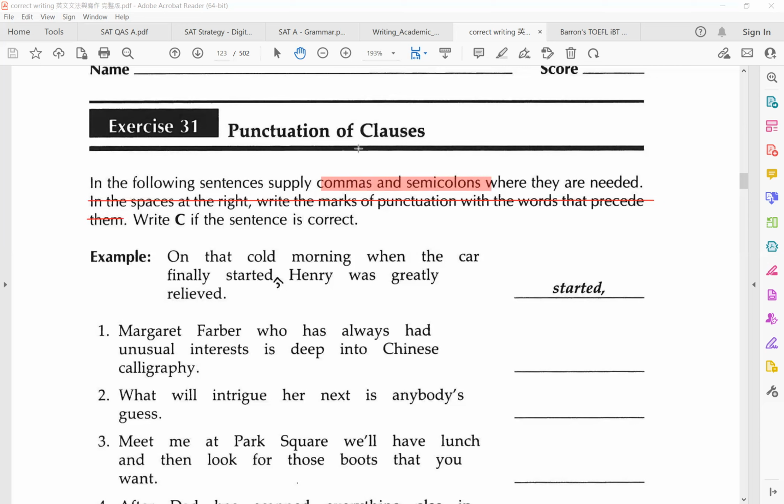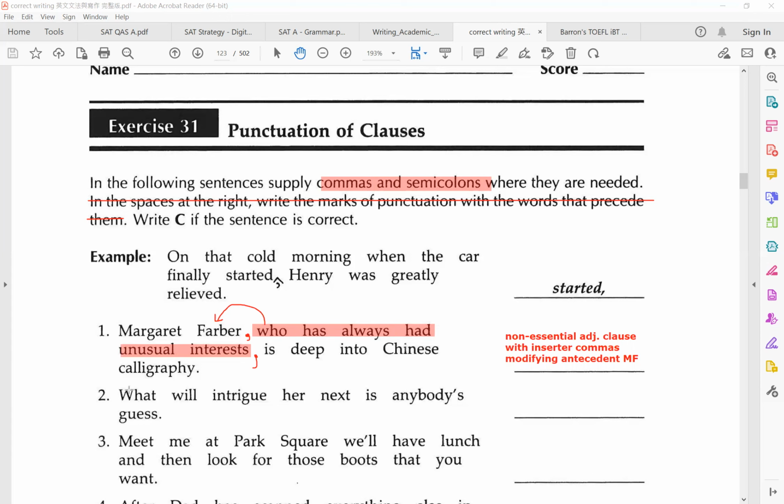So if we take a look at number 1, Margaret Farber, who has always had unusual interests. This is our adjective clause. And what's the antecedent? It is Margaret Farber, which is a proper noun, right? So even without this adjective clause, I know very well who you're talking about. So this has to be our non-essential adjective clause with inserted commas, modifying antecedent Margaret Farber. All right, and number 2, what?